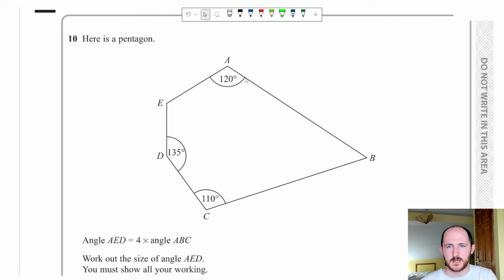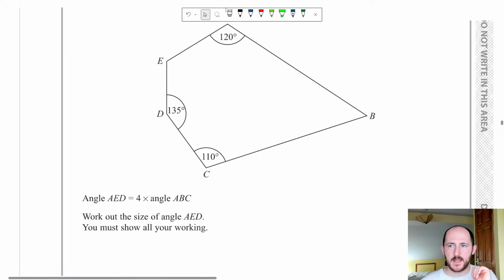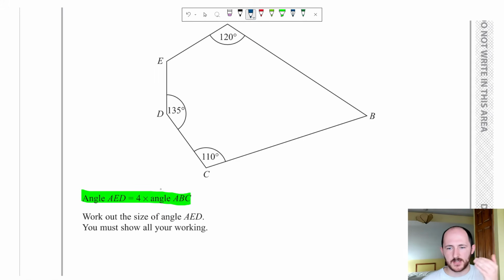Super, super common question. So here's a pentagon. They give you 3 of the angles. Then they give you this. This thing here, they use this not just in angles. They use it in lengths. They use it in trigonometry. They use it in Pythagoras. They use it in percentages. They use it in ratios. They use it everywhere. They use it in solving algebra equations.